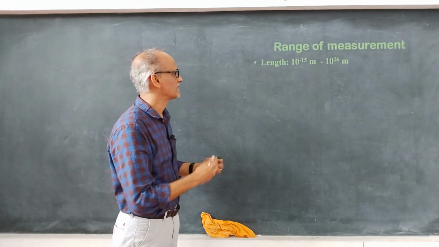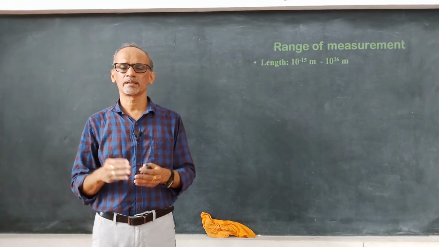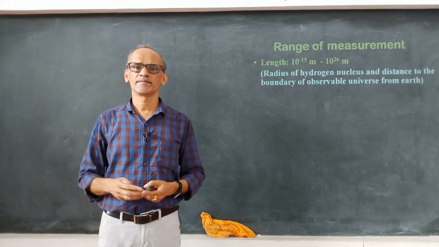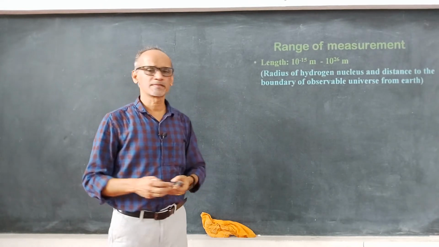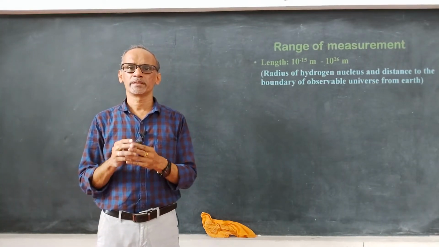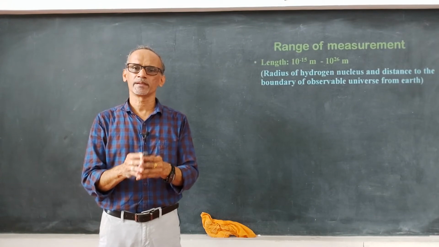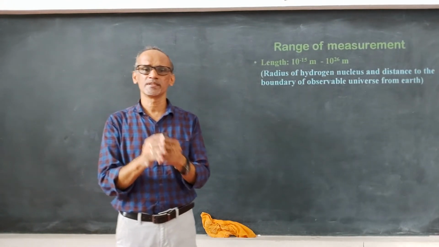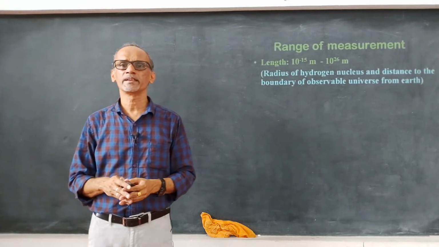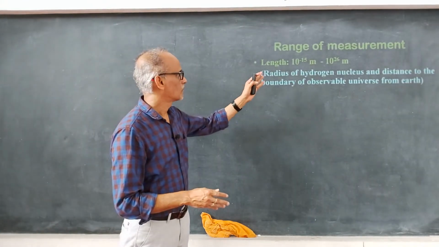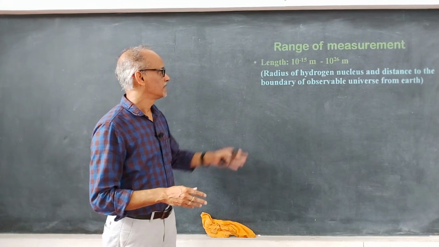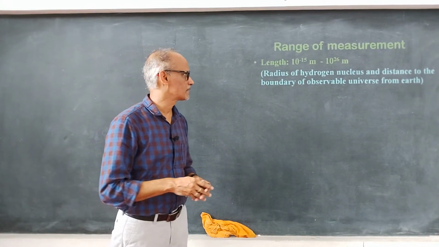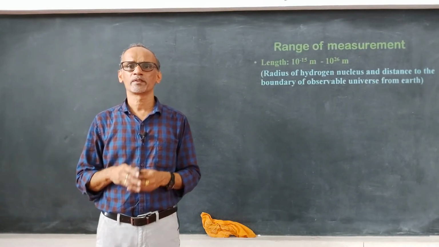What is the largest value that we have measured so far, which is 10 to the power 26 meter. Now, what do these values refer to? 10 to the power minus 15 meter refers to the radius of the nucleus of the hydrogen atom. Then, what is this 10 to the power 26 meter? It refers to the distance to the boundary of the observable universe from the earth.